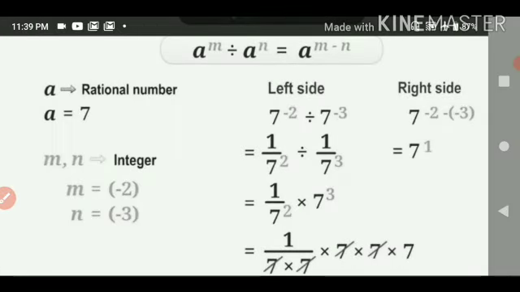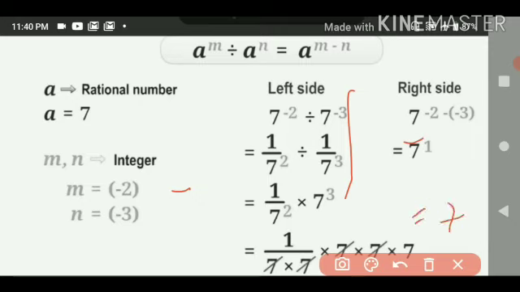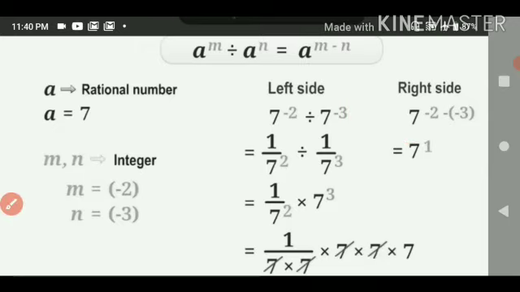like that. So 1 upon 7 square can be written as 1 upon 7 squared multiplied by, whenever you are going to divide, you just have to multiply it with the reciprocal of the divisor. So 1 upon 7 cube would become 7 cube. So here we have 1 upon 7 into 7 multiplied by 7 into 7 into 7. So finally you are left with 7 raised to the power 1, that is 7. So here we have left hand side is equal to right hand side, and it is also verified.